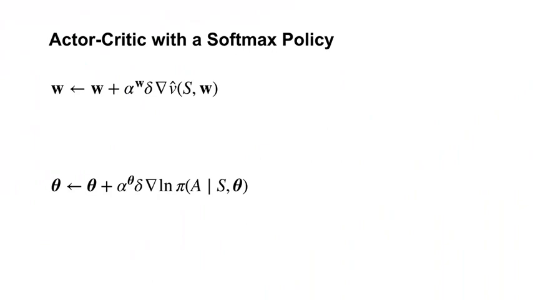Now let's look at the update equations for the actor and the critic with our linear Softmax parameterization. The first one is easy. The gradient of the linear value function is just the feature vector. So the critic's weight update is just alpha times the TD error times the feature vector. Same old semi-gradient TD.